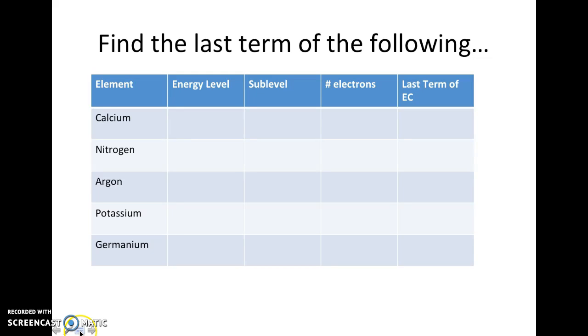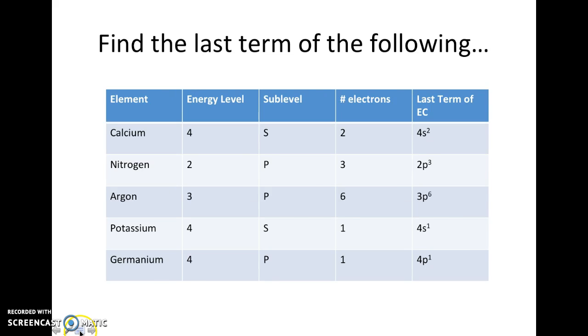All right, hopefully you filled in all the blanks. The answers, well, first we have our energy level, sublevel, and then our number of electrons, which we put together to create our last term. Pause the video to check that you got the right answers. All right, if you got the right answers, awesome.